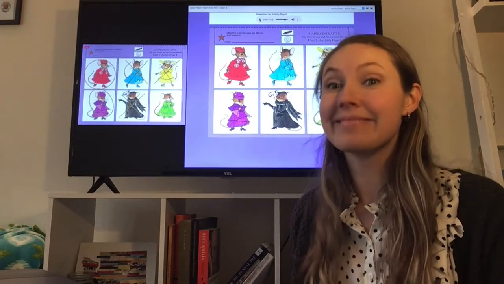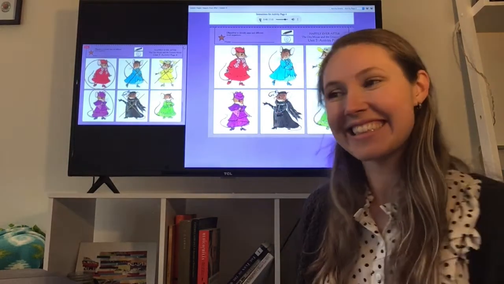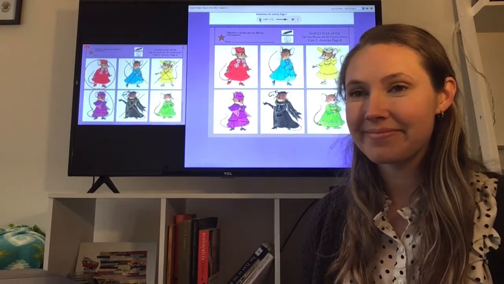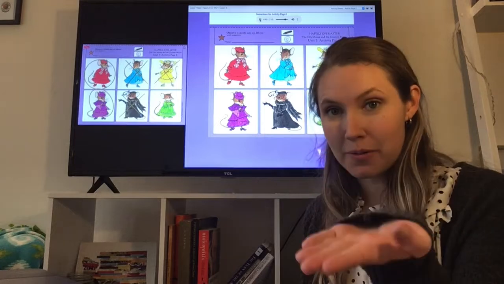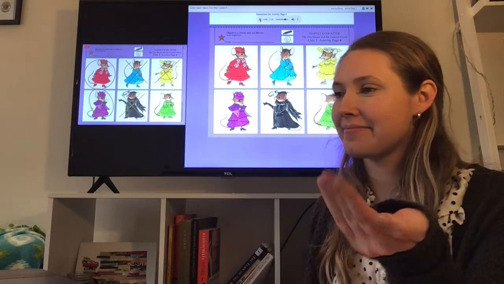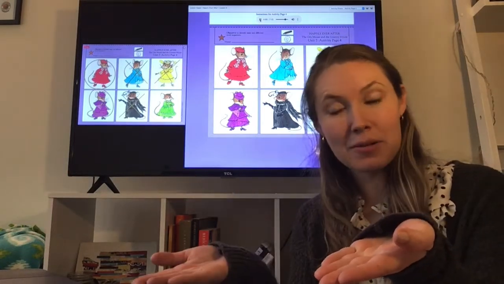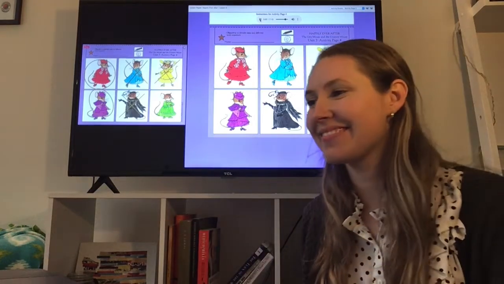You should have put an X on the mouse in the black dress. She did not say the words in the same order. First she said, noise, house. Next she said, house, noise.